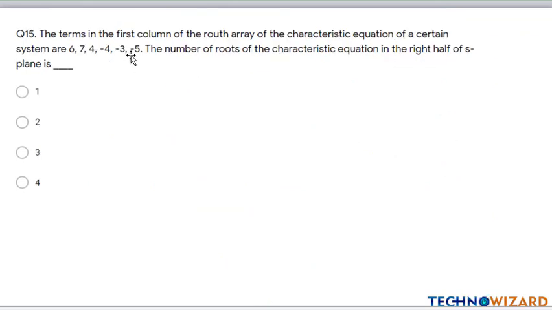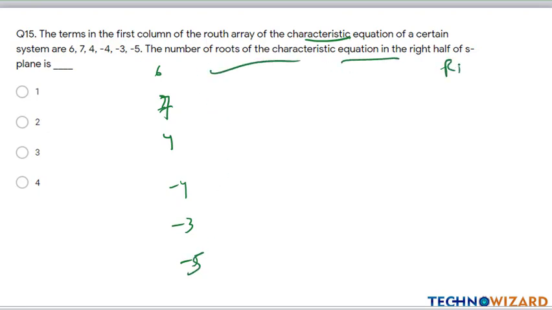Question number 15. The terms in the first column of a Routh array of a characteristic equation of a certain system are 6, 7, 4, minus 4, minus 3, minus 4, minus 5. The number of roots of the characteristic equation that lie in the right half.